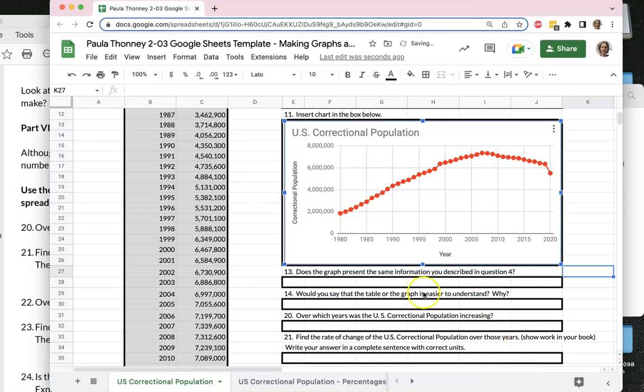Well, that's not too bad. It has more years, so it has more information, and then it shows all the data points as well. And it does make that last drop very apparent.